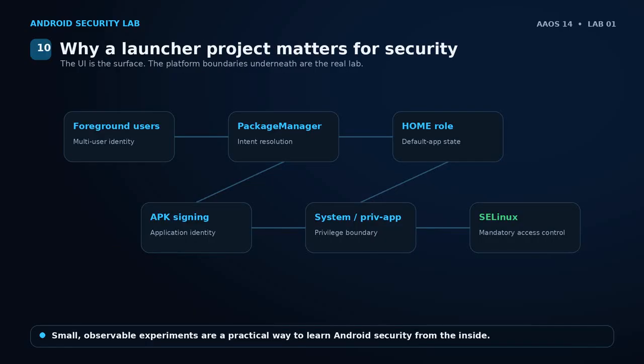Why this matters for security. For me, the interesting part of this project isn't really the launcher UI. The interesting part is what sits underneath it: users, packages, intent resolution, roles, application identity, signing, system applications, permissions, and eventually SELinux and platform trust boundaries. I'm using a small project like this as a practical way to understand Android security from the inside.